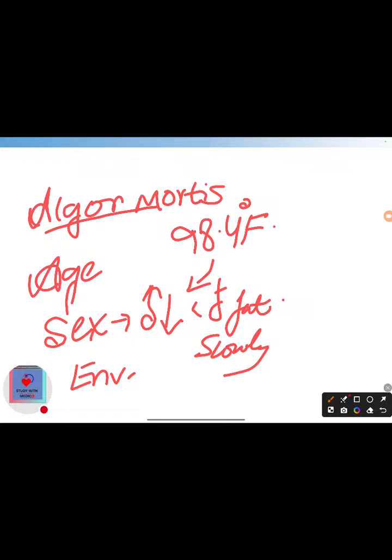Another thing is measurement of temperature. Based on the temperature of the body, you can determine the time since death.